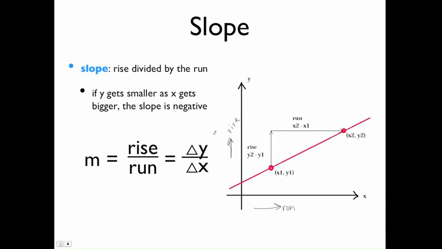Okay, this will look something like this. You'll have y2 minus y1 over x2 minus x1. And I know that you've done this in math, so don't tell me that you don't know how to do it, because I know you have.